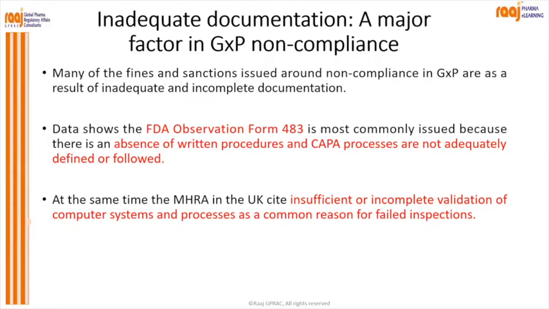And if you Google the FDA database for warning letters, the FDA Observation Form 483, a very popular website you can browse after my session, it will show you how many warning letters are issued to different companies. With the company name, you will find the warning letter. And these are issued because of an absence of written procedures and the CAPA process. CAPA is corrective action and preventive action. So CAPA is also important.